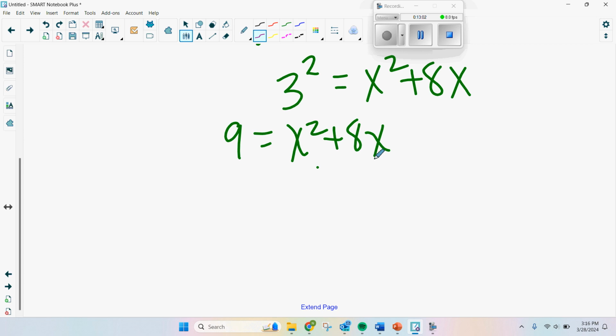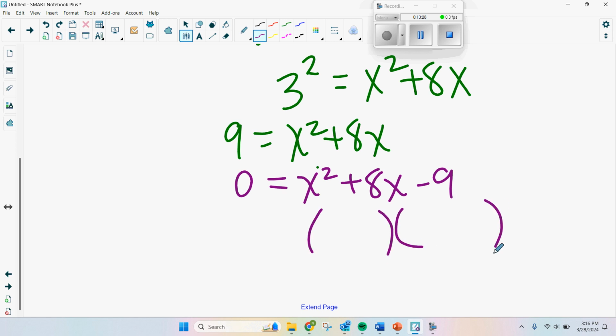Now right away, I notice that we have a quadratic going on here. We have an x squared and we have an x. So if I'm actually going to solve this, I need to set this equal to 0, because that's how I solve quadratics. I have to factor them, and I can't factor them if they don't equal 0. So I set it equal to 0. Now I'm going to factor.